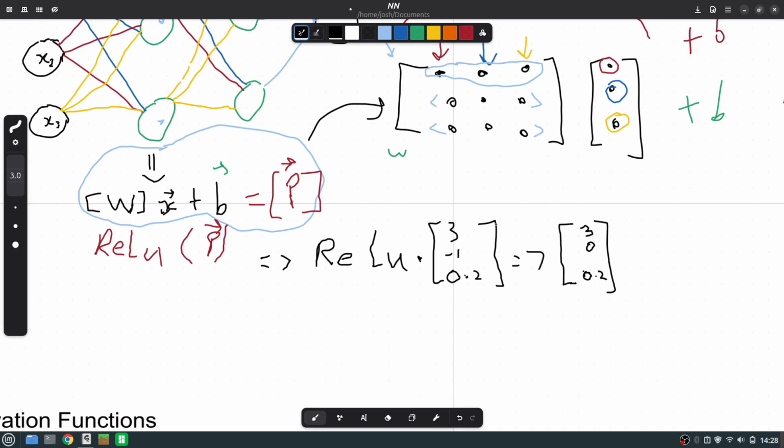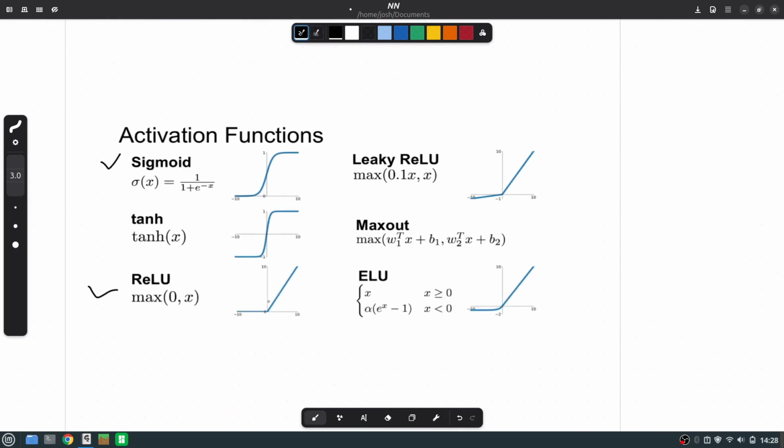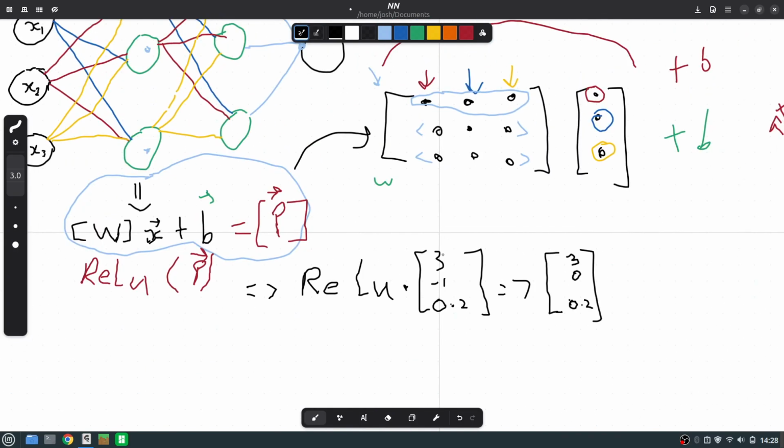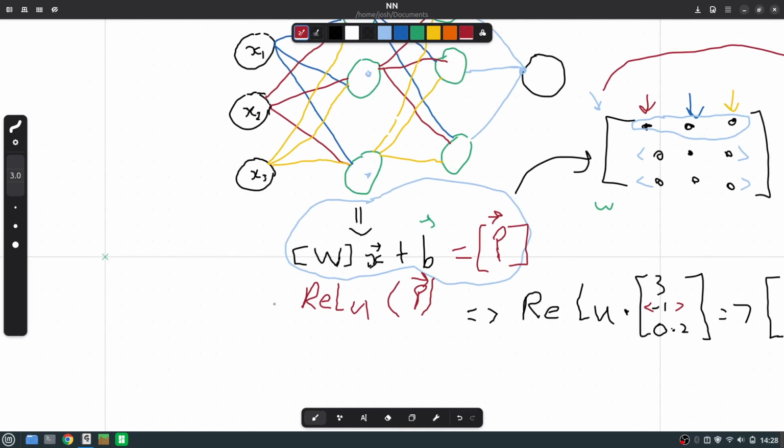And what ReLU is going to do is, if the value is positive, nothing happens. It just passes through just like this. However, if the value is negative, like you can see here, the second component is -1, it's going to squash it down to 0. And then again, 0.2 is just barely positive, so it just lets it pass through. Now this activation function here is what introduces the true nonlinearity into the network.